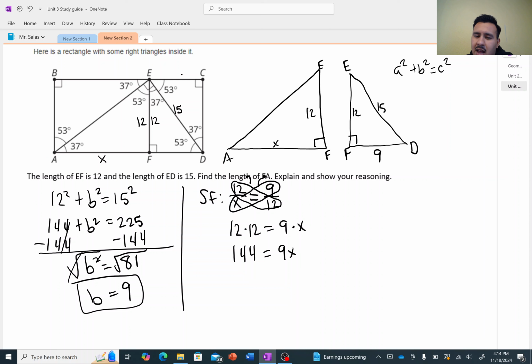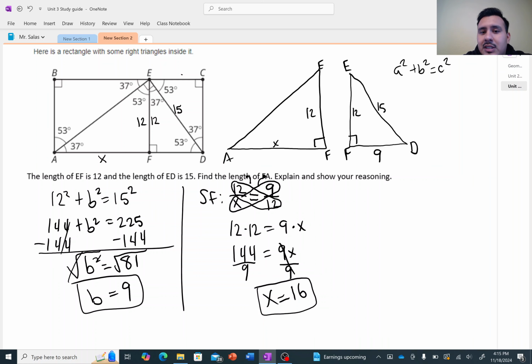How do I get rid of a 9? Because I want to make sure x is by itself. I divide by 9 on both sides. The 9s cancel out. And I get that x is equal to, well, what's 144 divided by 9? Type that into your calculator, and you should get that the missing x is actually 16.